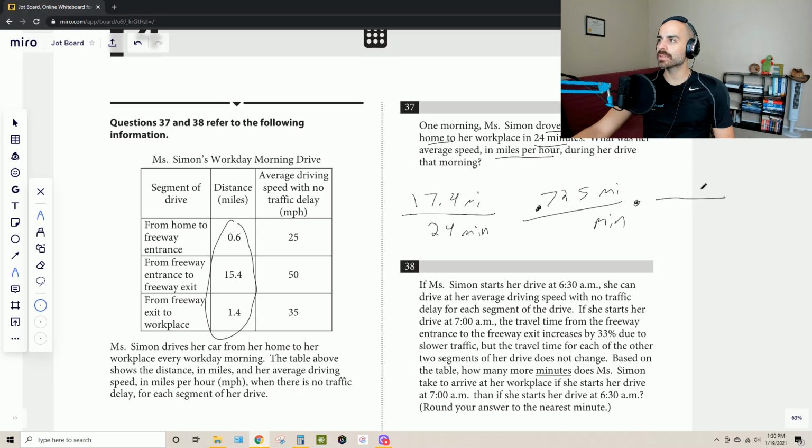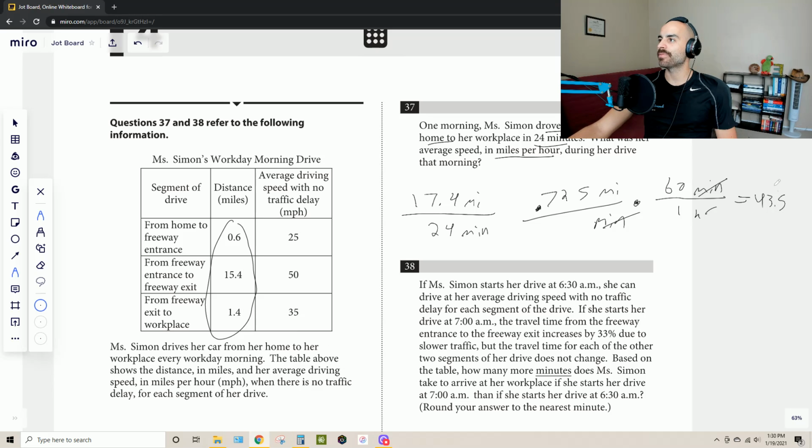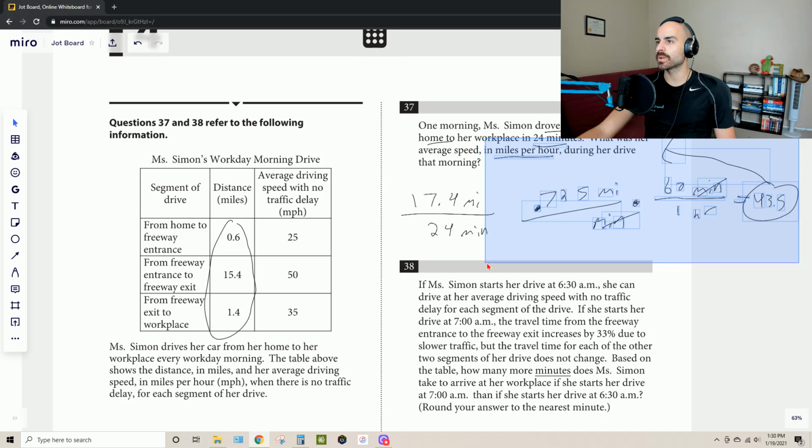Well, we want minutes on the top here so that they can cancel out. And we know that there are 60 minutes for every 1 hour. So we're multiplying this number now by 60. So 0.725 times 60 gives us 43.5. And then that is our answer. You could also put 44, or you could also put 43. So it seems like they're pretty flexible as to how we can go about it.